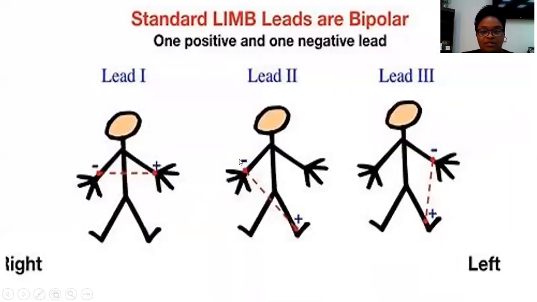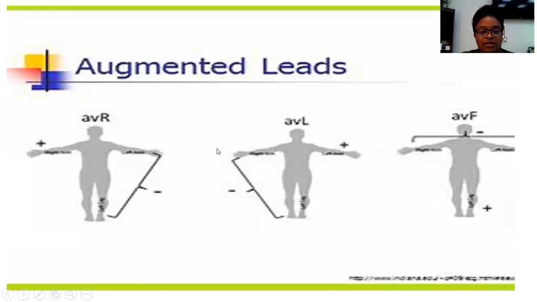Okay. Here's just another example diagram of our little stick people that shows the positive and negative lead and which way the current is traveling. Now your augmented leads are another set of leads which we will talk about with Einthoven's triangle. They are your AVR, AVL, and AVF.